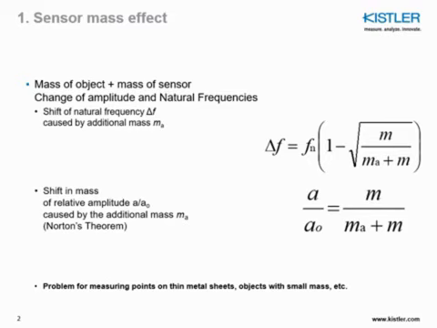Regarding the vibration amplitude A0, it can reduce approximately by certain amounts, A minus A0, depending also on the additional mass that's coming from the sensor. Once again, if the ma is negligible compared to m, the difference between the amplitude and the initial amplitude A0 should be negligible as well.